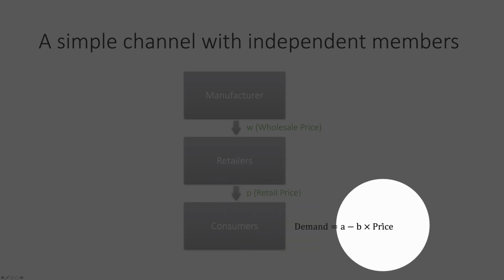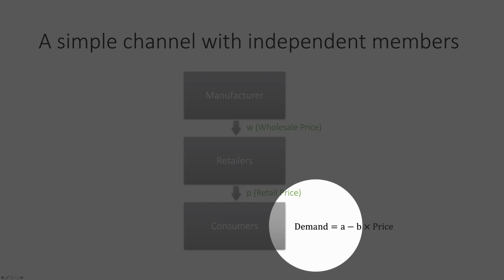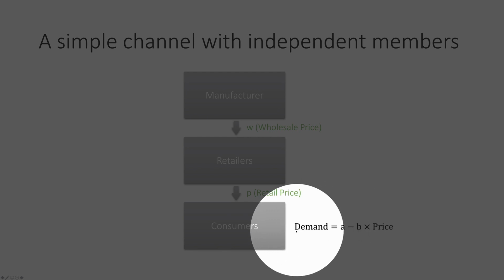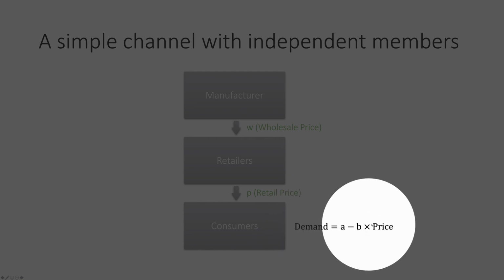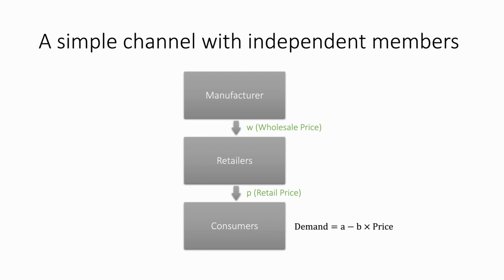So this is the retail price and the demand curve. We have discussed this throughout most of the semester. So the demand is equal to A minus B times price. Remember that downslope demand curve. So in this case, keep in mind that the manufacturer and the retailers are not a team. So the manufacturer sells to retailers.